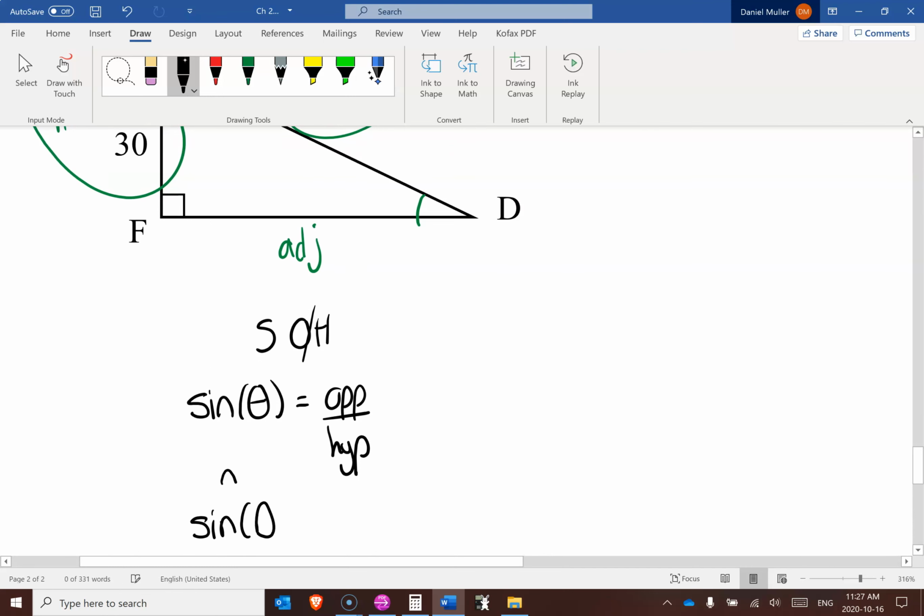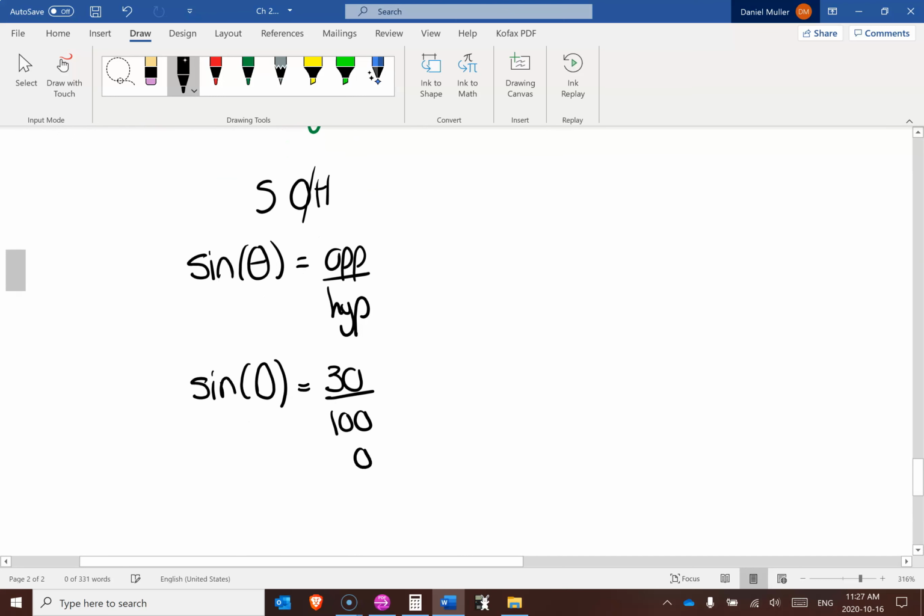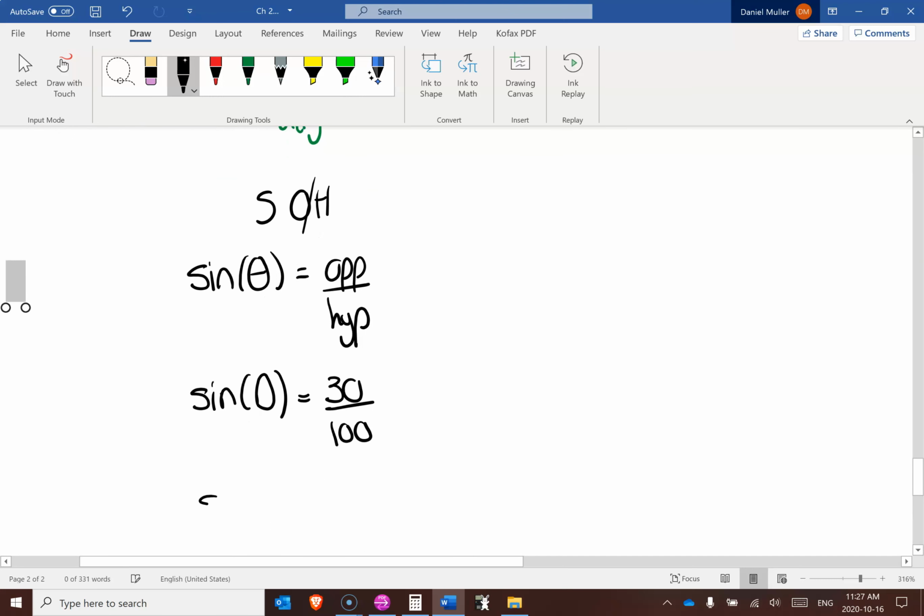So I'll put sine of D equals opposite, which is 30, over hypotenuse, which is 100. So sine of D is equal to 30 over 100. Well, that's the same thing as 3 over 10, which is the same thing as 0.3.